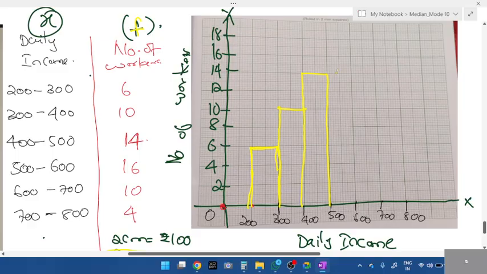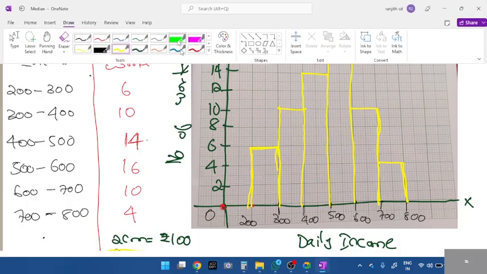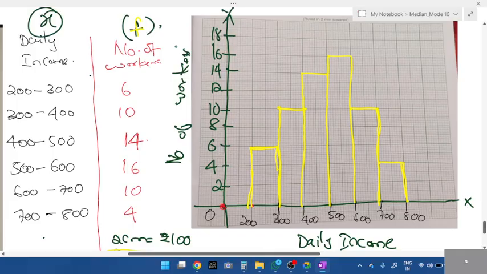Next, 14 is done. 16. After that, just continue. After 16, it is 10. From 600 to 700, 10. Draw a straight line. Use a ruler, students. Here, it is difficult for me to solve. You all use a ruler. Up to this 10. Then next, we have 4. Complete it till here. Up to here, the histogram graph is done.